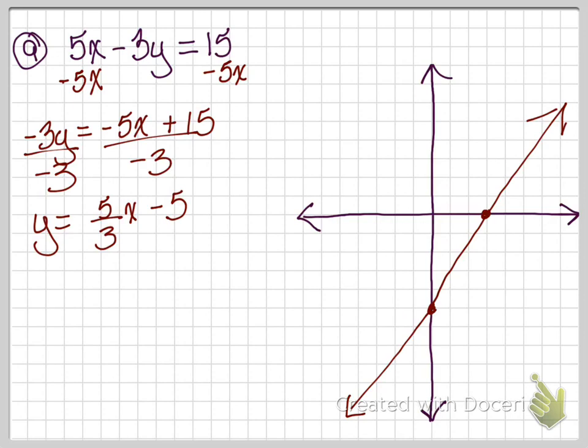When we graph this, we start here. This is our b value. Okay, so we're going to start here.